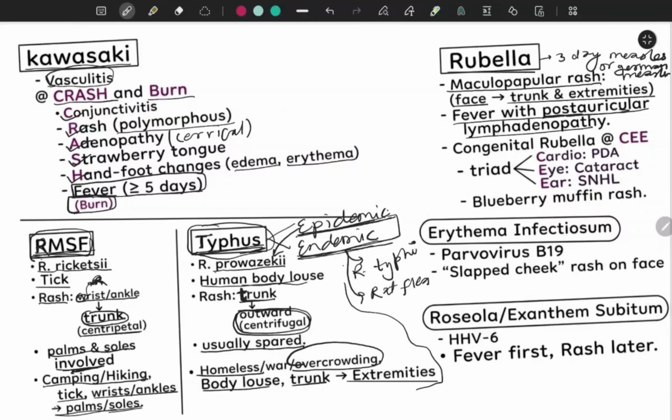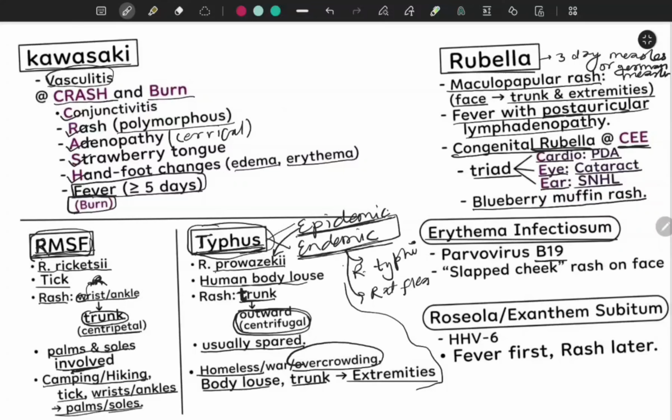This is very high yield. Remember congenital rubella? It is a triad of 3 defects. And you can remember these 3 defects by mnemonic CEE. C for cardio, and the defect is patent ductus arteriosus. E for eye, and the defect is cataract. Ear, and the defect is sensorineural hearing loss. And there is a typical blueberry muffin rash.